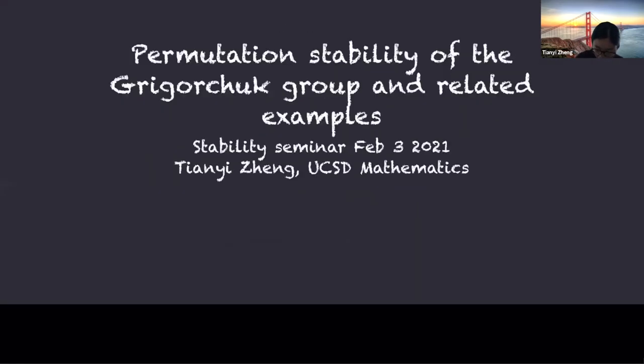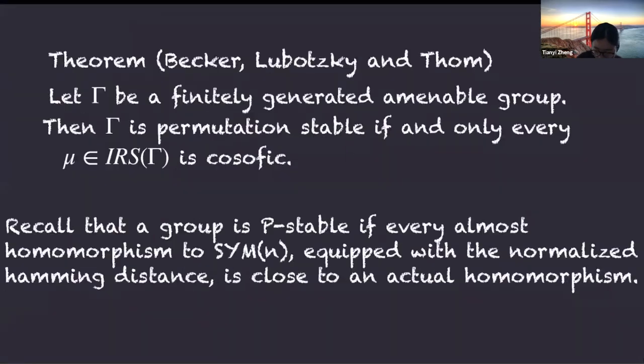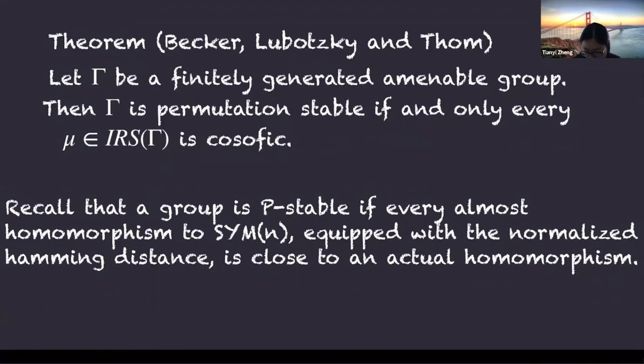So today the goal is to apply this theorem of Becker, Lubotzky, and Thom to show permutation stability of some exotic amenable groups. This theorem has been presented and explained nicely in the lectures in the past 2 weeks. If you missed the lectures before, it's also okay. Today we're going to focus on proving co-sofic-ness of certain IRSs, and only in the end apply the theorem to conclude permutation stability. So let me remind you of these key notions here.